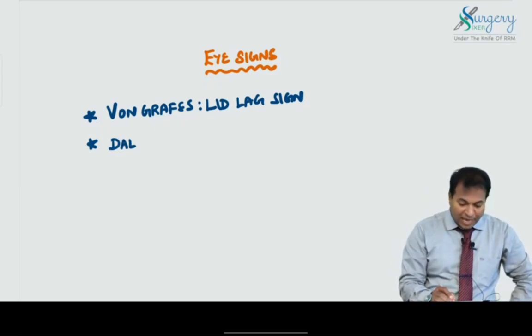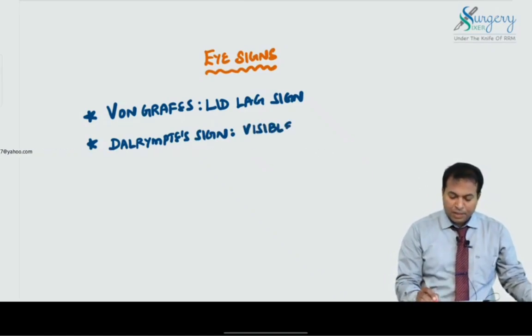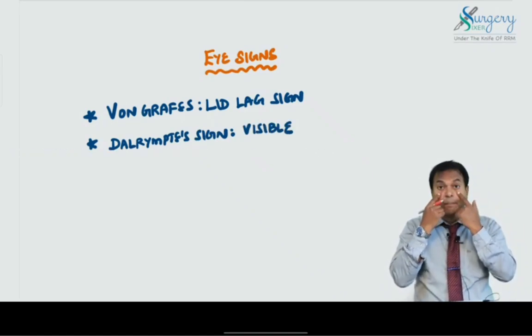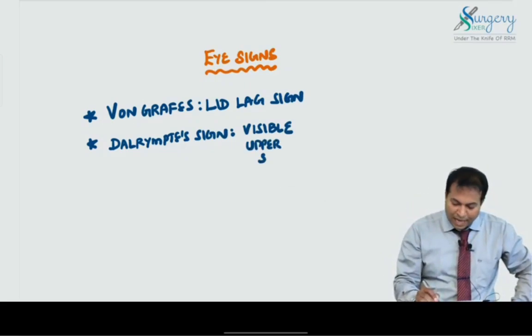Dalrymple sign. Dalrymple sign is visible upper sclera. You can see in my eyes, you can see the lower sclera many times, but the upper sclera is visible only if you have exophthalmos, the upper scleral border. Visible upper sclera is known as Dalrymple sign.